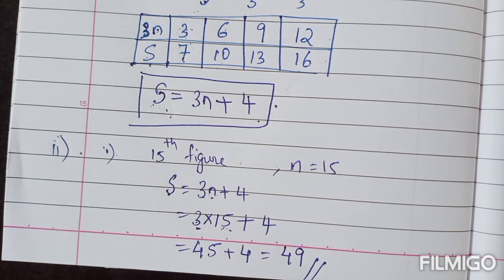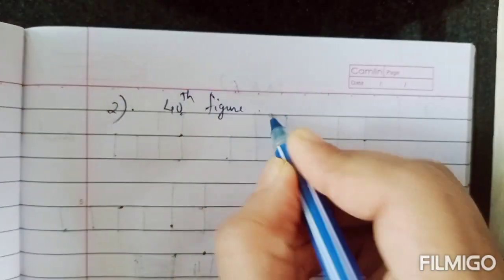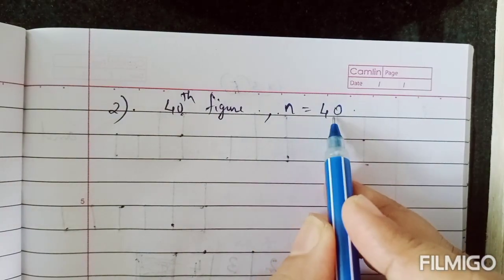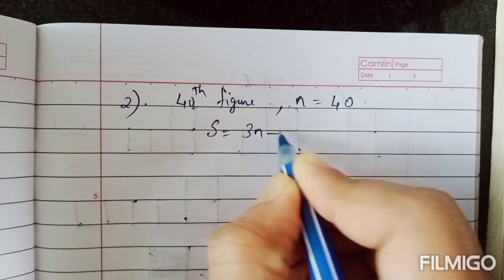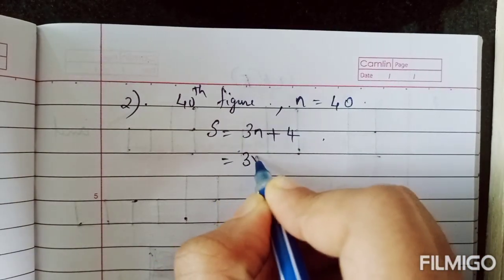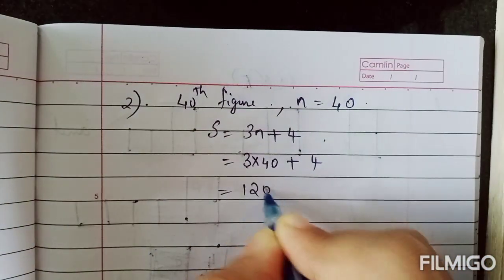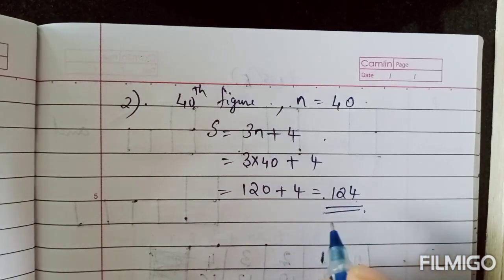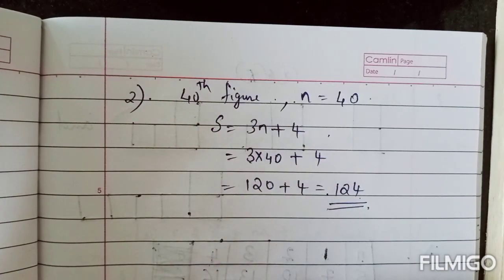Okay, in the second one, the 40th figure. So for the 40th figure n will be equal to 40. Number of figure is 40. Now we have s equal to 3n plus 4. Substituting n equal to 40: 3 into 40 plus 4. So 3 into 40 is 120, plus 4, you will get 124. 124 matchsticks are used in the 40th figure of that pattern.